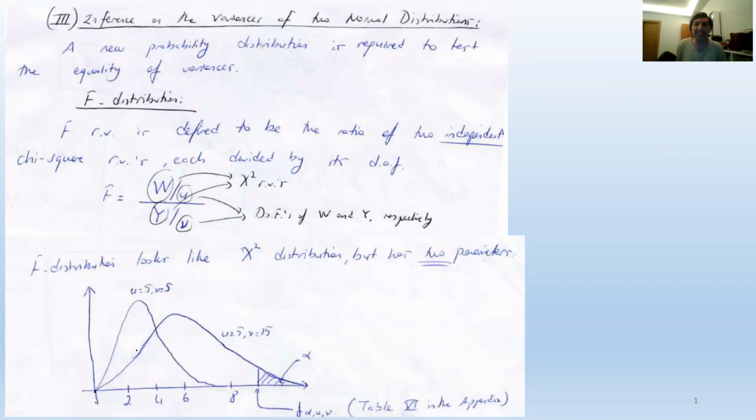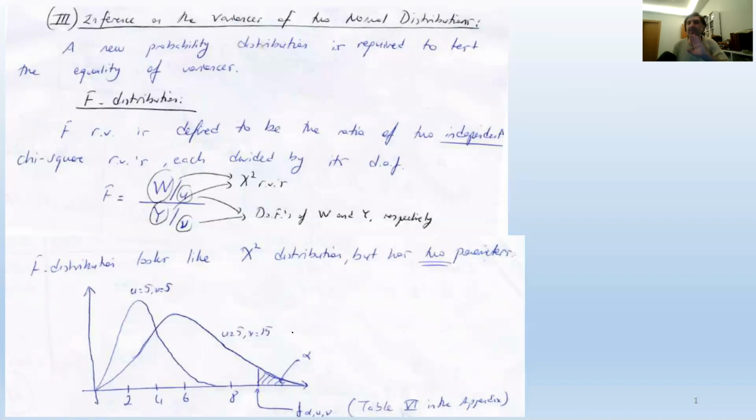And the distribution kind of looks like a chi-square distribution. But there is one thing here. Unlike chi-square distribution with a single degrees of freedom, we are going to have two degrees of freedom parameters. One is U, which is the numerator degrees of freedom, and mu, which is going to be the denominator degrees of freedom. So depending on U and mu values, we are going to have different F distribution shapes.